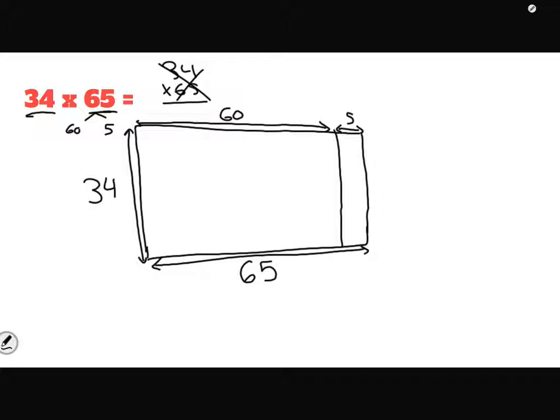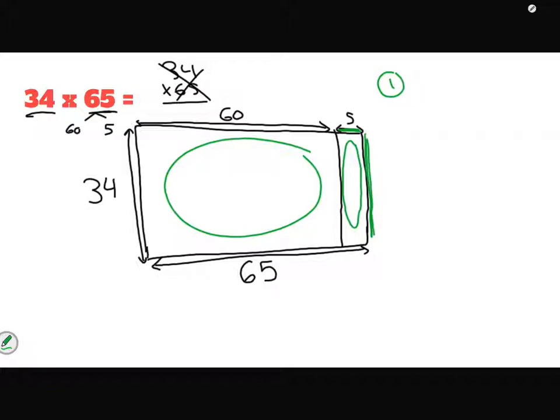Now, I actually have to solve, and I need to find out how much is in here, and I need to find out how much is in here. I'm going to start with the smaller problem first, just because I think that's easier. If I know this is 5, I need to figure out how long this line is. Well, if this side of the rectangle is 34, then this side of the rectangle is 34. So my first step is going to be 34 times 5.